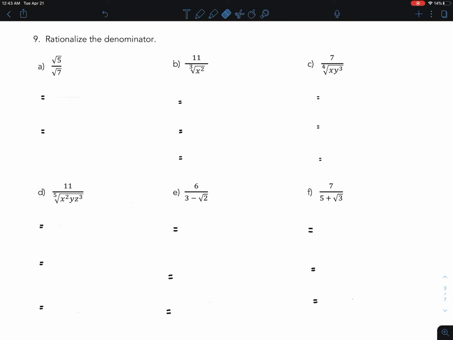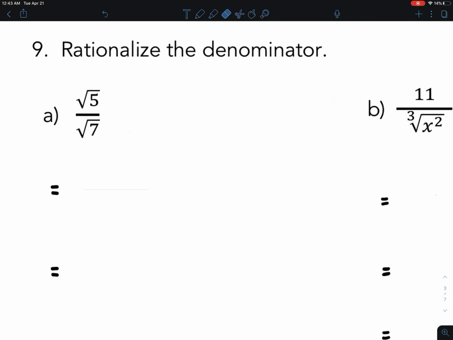Number 9, rationalize the denominator. Let's take a look at part A. First of all, rationalize the denominator means that your denominator has a radical and we want it to be radical free. So in order to do that, we need to multiply it by an appropriate number or quotient in order for the denominator to be radical free.